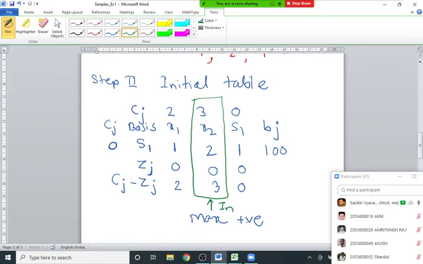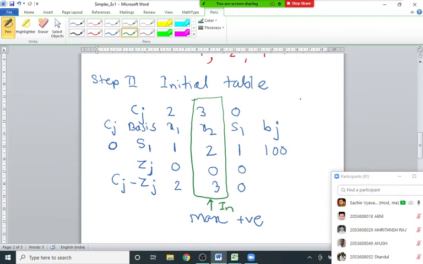How did we decide the incoming variable? You just check the maximum positive value of Cj minus Zj; that is incoming. If all values are less than or equal to 0, we stop the iteration and we get the maximum value of z. Right now there is no maximum value of z. For this table, the incoming variable is coming into the basis. This x2 should come in the basis to get a better solution. If x2 comes in the basis, a variable from the basis should go out.